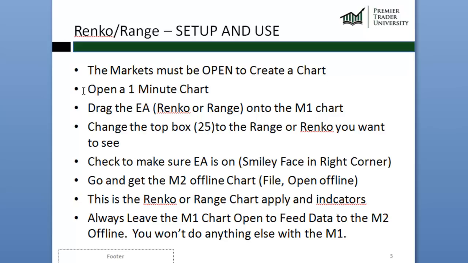But that being said, we're going to open a 1-minute chart. We're going to drag the EA, whichever one you want, onto the 1-minute chart. We'll set the value, and you'll see this in the picture of the top box that tells you how many range or Renko do you want, 10, 15, 5, whatever you want to see on your chart. We'll make sure the EA is indeed on. Check for that smiley face. And then we'll go and get the M2 offline chart.